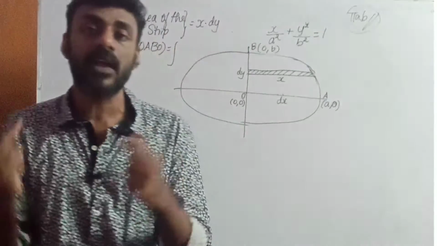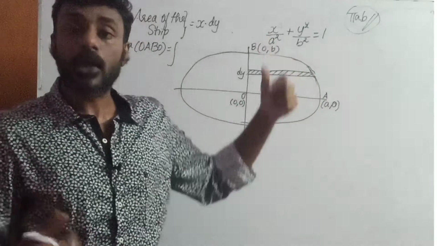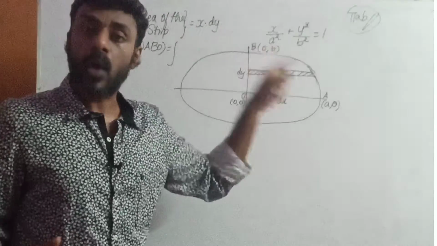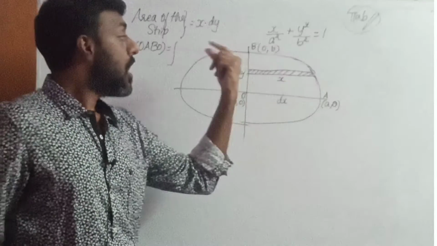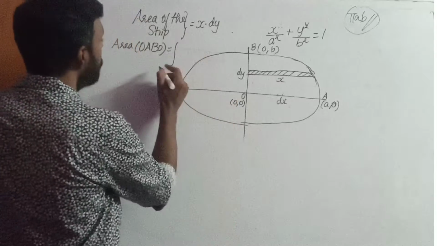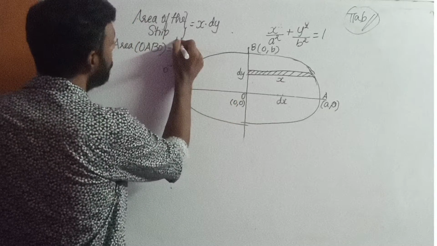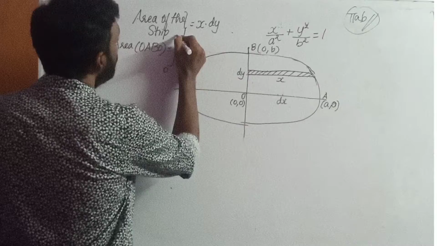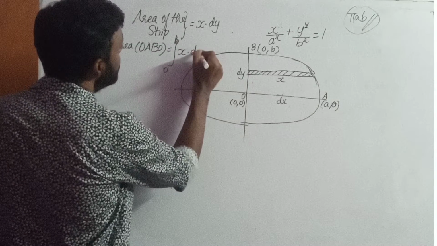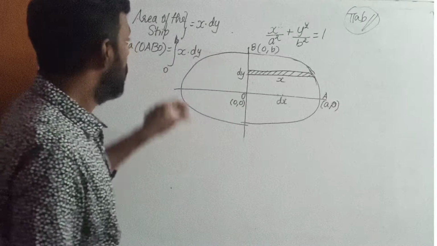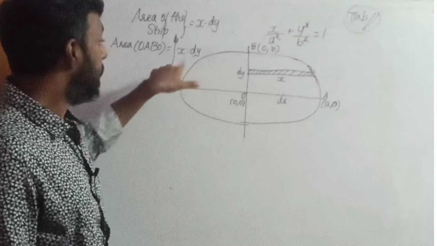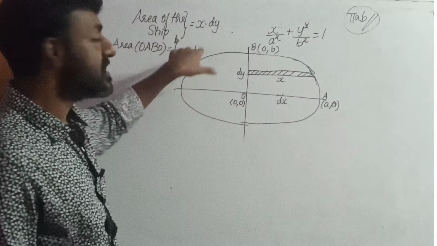In the previous case I set the limit from 0 to a. Instead of 0 to a, now I am using 0 to b. Why? Because I am using the horizontal strip over here. That is the reason I am fixing the limit from 0 to b, and the integrand is x into dy. The area of OABO will be the integral from 0 to b of x dy.